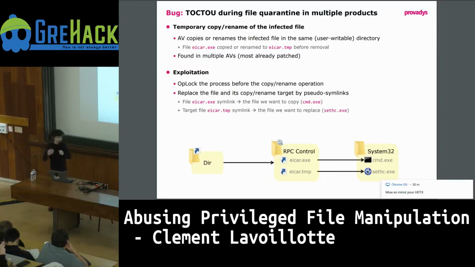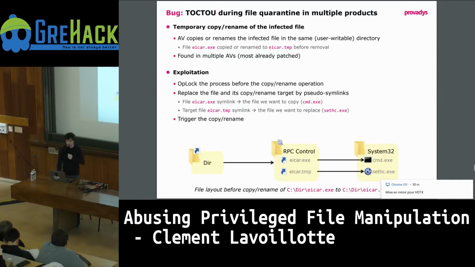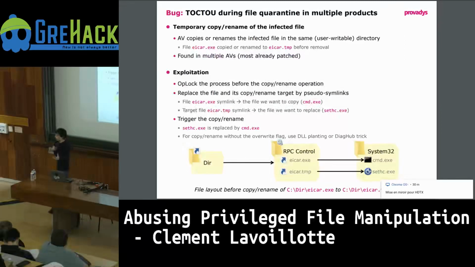Because the AV process will try to copy acar.exe to acar.tmp or rename it. And of course, if it has the overwrite flag, well, you'll guess what happened. It will actually replace sethc.exe with cmd.exe. And if we don't have the overwrite flag, for instance, we can just make the acar.tmp point to some non-existing file name in system32, and then use the Jacob trick again to load it.